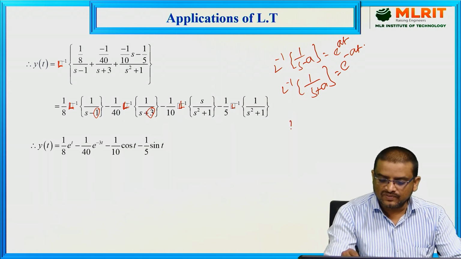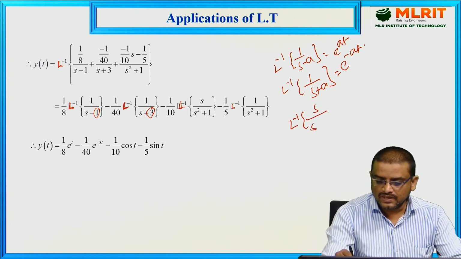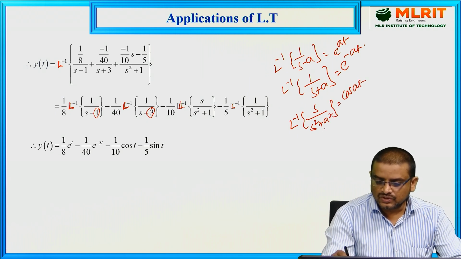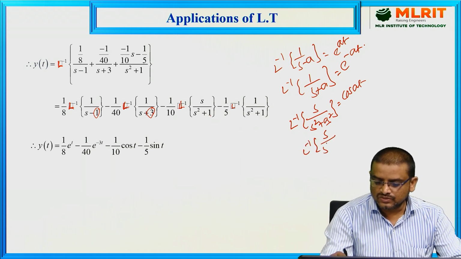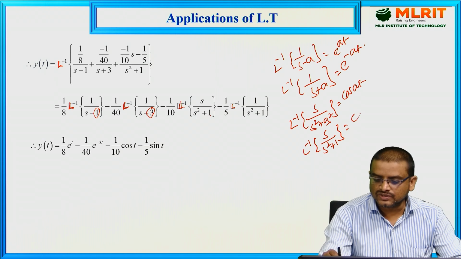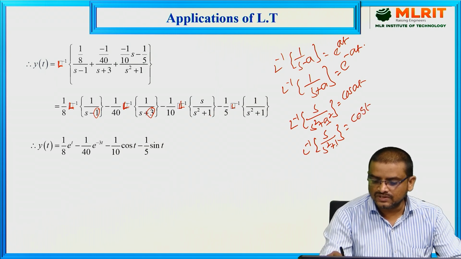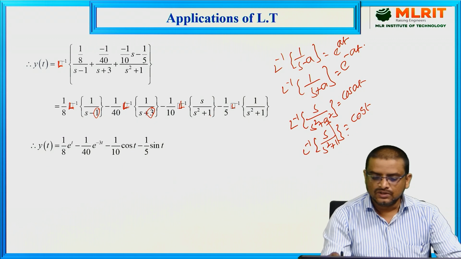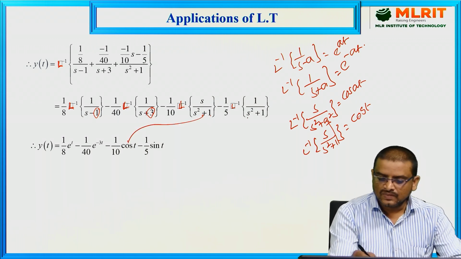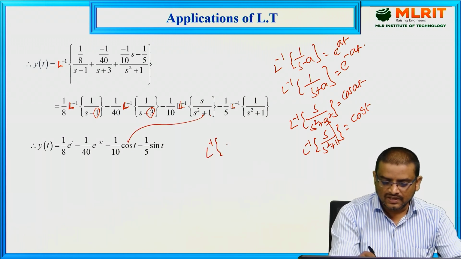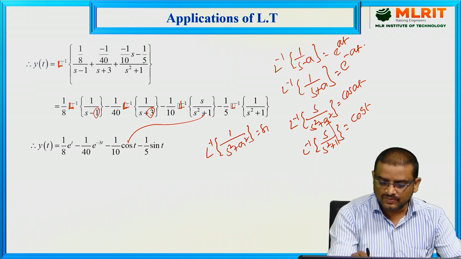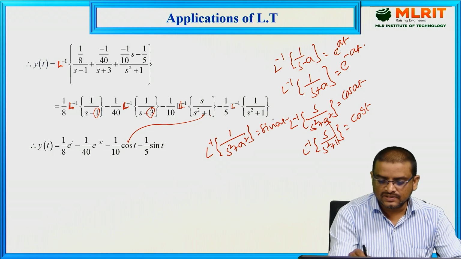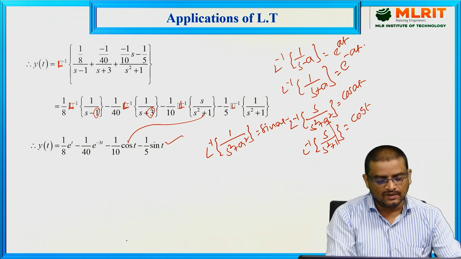so we have the standard formula L inverse of s by s square plus a square. So this can be written as cos at. So here in place of a, we are having 1, so this can be written as L inverse of s by s square plus 1. This can be written as cos t, since in place of a, here we are having 1. And similarly we are having another formula L inverse of 1 by s square plus a square. So this can be written as sin at. So a is equal to 1, so it becomes sin t.